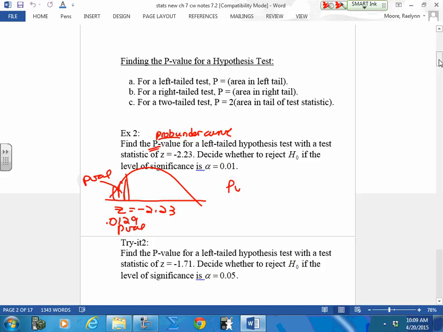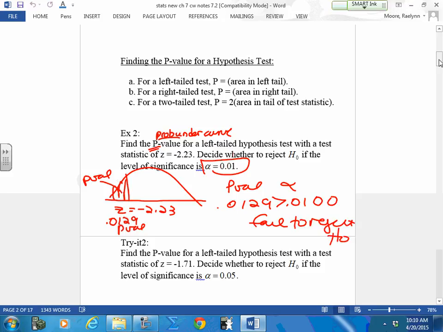Now we go back to this. You found your p-value, 0.0129, and we're going to test against this one. Fill it with zeros. Is 129 greater than or less than 100? Greater than. So we fail to reject H0. Everybody work on this part.